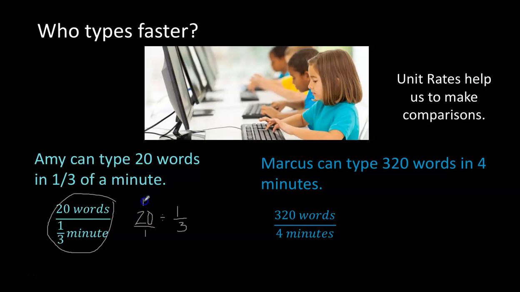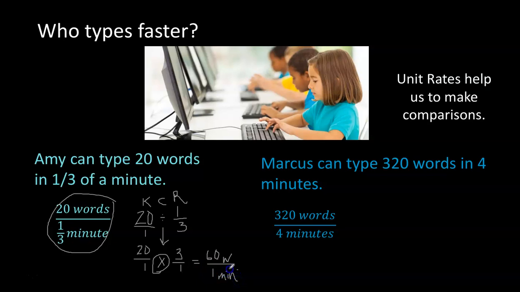Next, you keep the first fraction, so I record 20 over 1. Then you change the division symbol to multiplication, and then you record the reciprocal of 1/3. The reciprocal of 1/3 is 3. Now that this is multiplication, we multiply the numerators together to get 60. That represents words. We multiply the denominators together to get 1. That would be 1 minute.